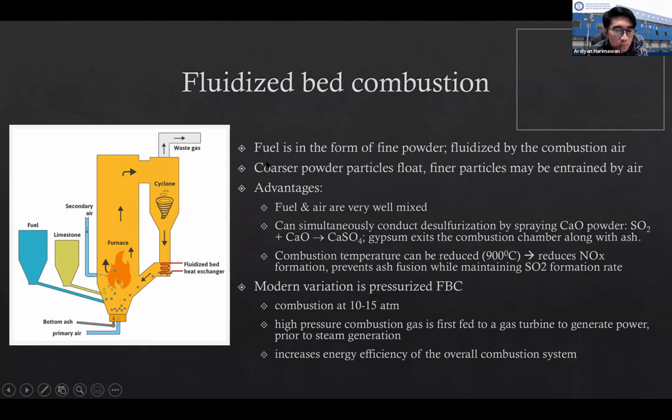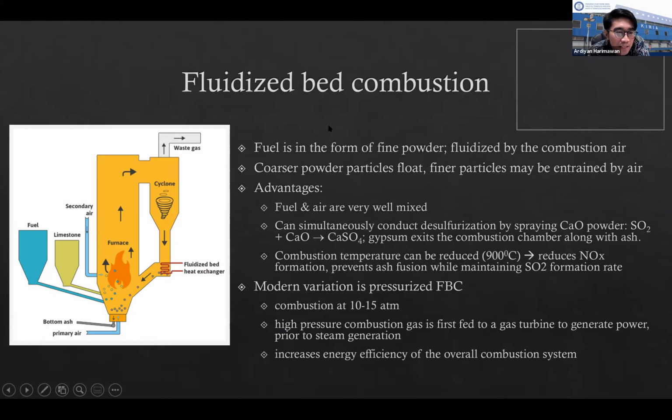So the fluidized bed combustion, is my sound still clear? Yeah, it's clear, Pak. Okay. Because sometimes I forgot to reset the sound setting.